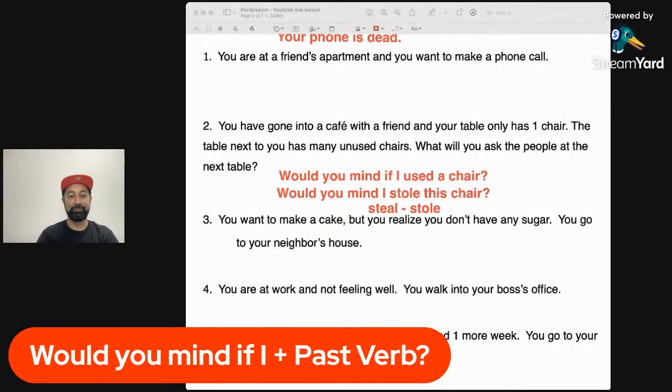It is very common. So back to number 3. You want to make a cake. You don't have any sugar. You go to your neighbor's house. What do you ask your neighbor?